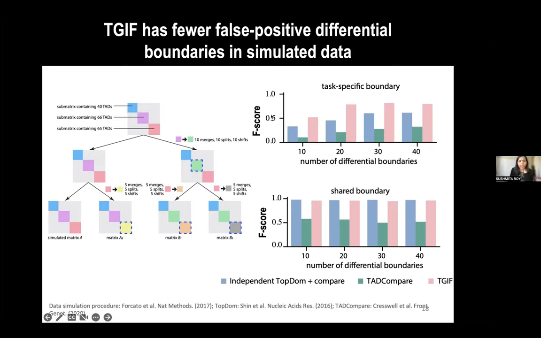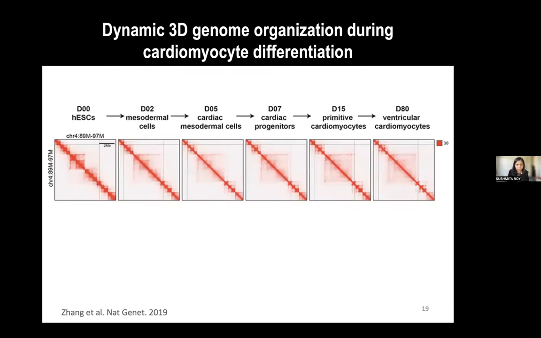And the reason the F score is high is largely because while this other method is able to do a good job of recovering TADs, it also recovers a lot of false positive boundaries that are likely noise. So our method, by sharing information across different tasks, is able to recover what we think are more reliable boundaries that are specific to each of the different conditions, which is important to identify differential boundaries. That was simulated data.